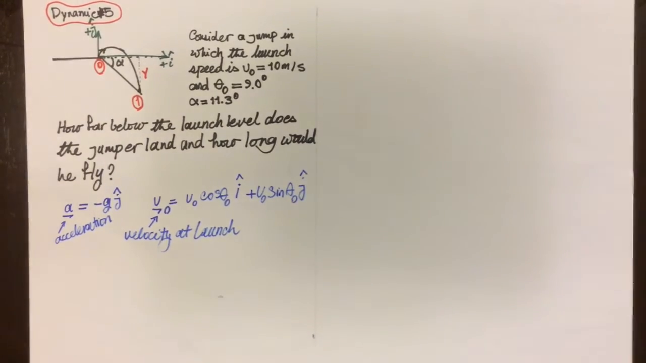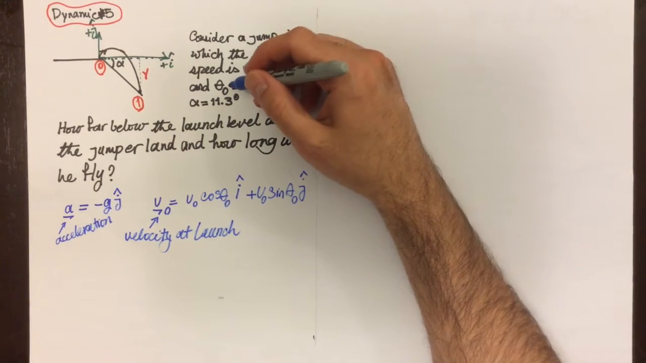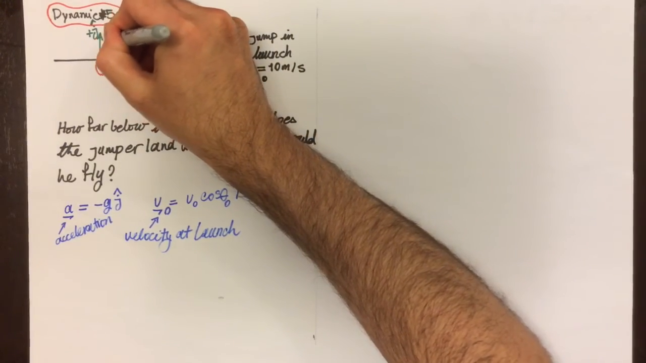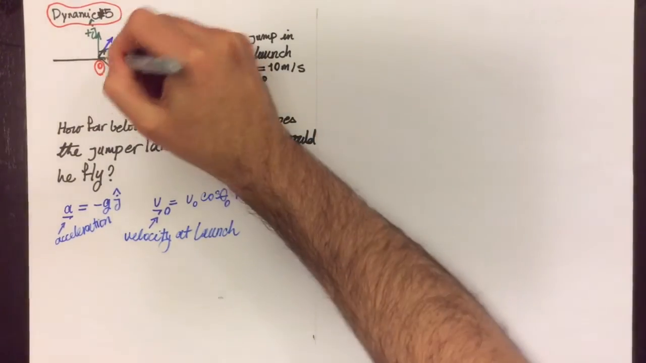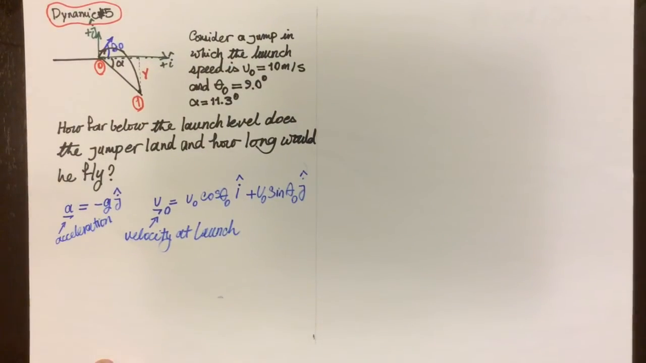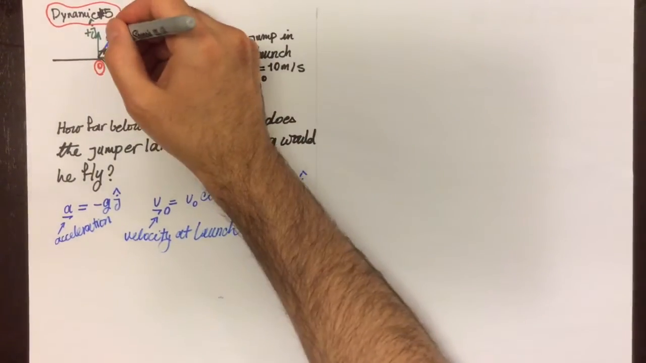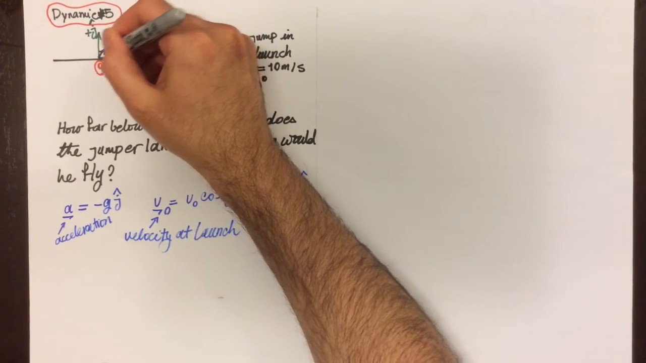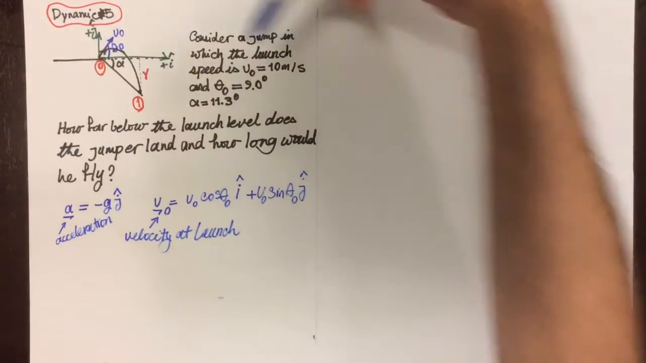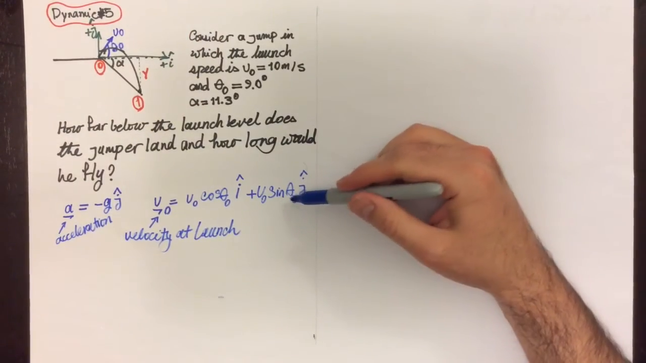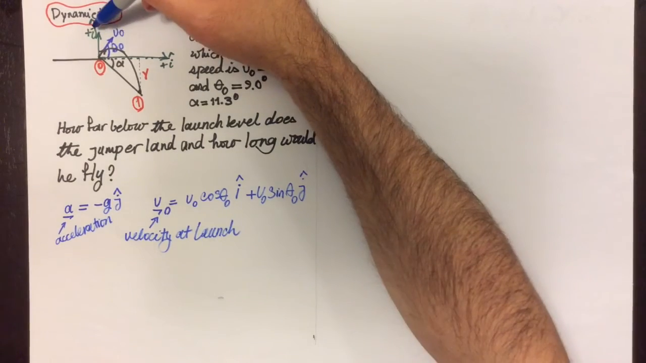And why is that? Because when we say the launch angle is theta 0, it means that this is my velocity, and this is theta 0. So V0 cosine of this angle gives me the x component along i, and V0 sine of this angle gives me the j component.